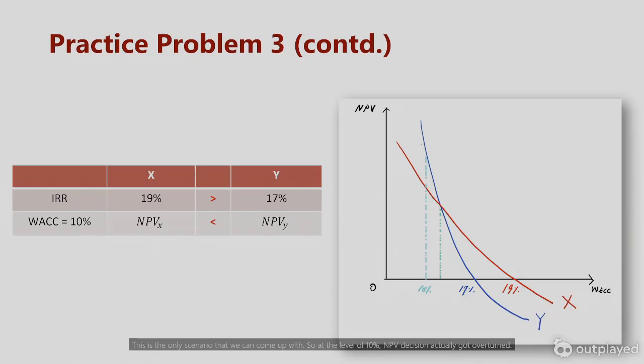So at the level of 10%, the NPV decision got overturned compared to the IRR, right? So at least what we can presume is that the crossover rate should be higher than 10%.